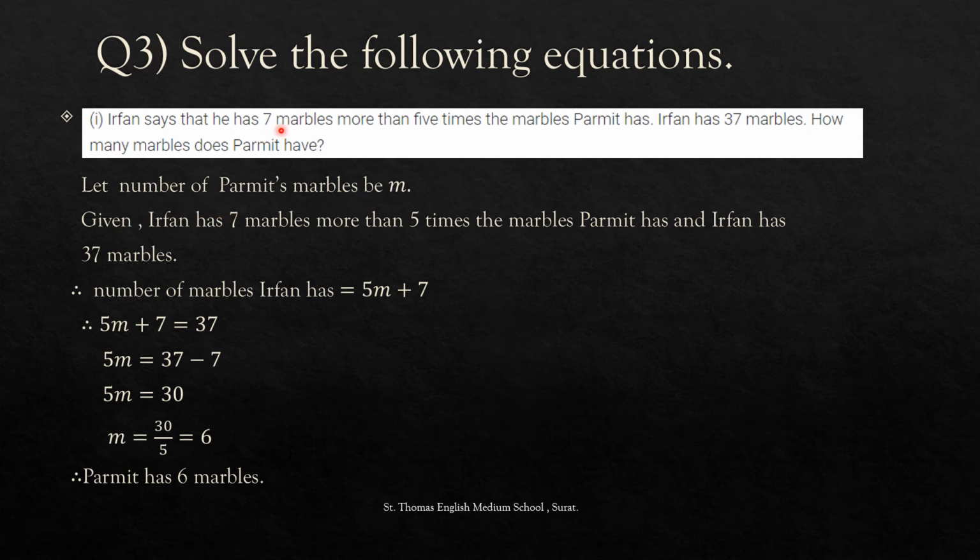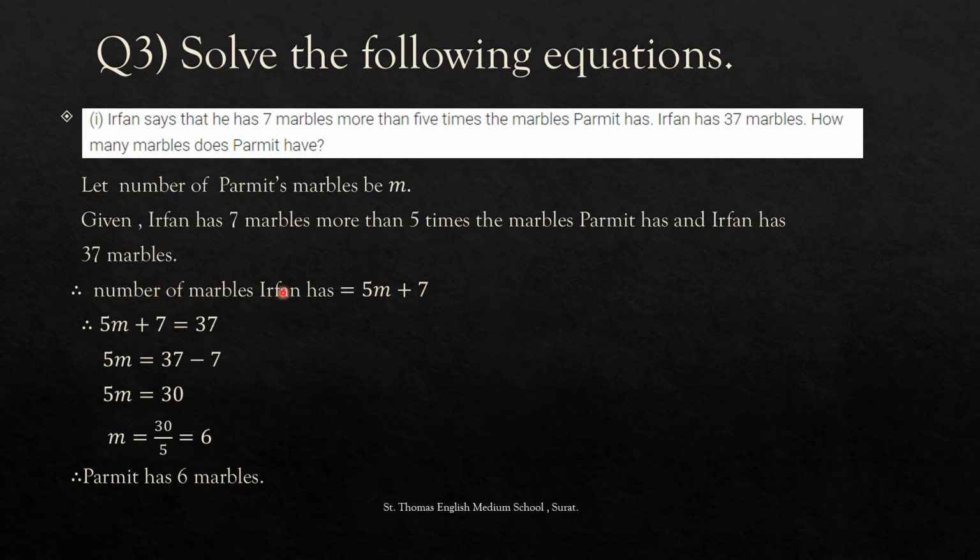It is given Irfan has 7 marbles more than 5 times the marbles Parmit has. Therefore, the number of marbles Irfan has is equal to 5 times the marbles Parmit has. 5 times means 5 multiplied by, and Parmit's marbles we have taken as M. So 5 multiplied by M, that is 5M. 7 more than means plus 7. Clear?